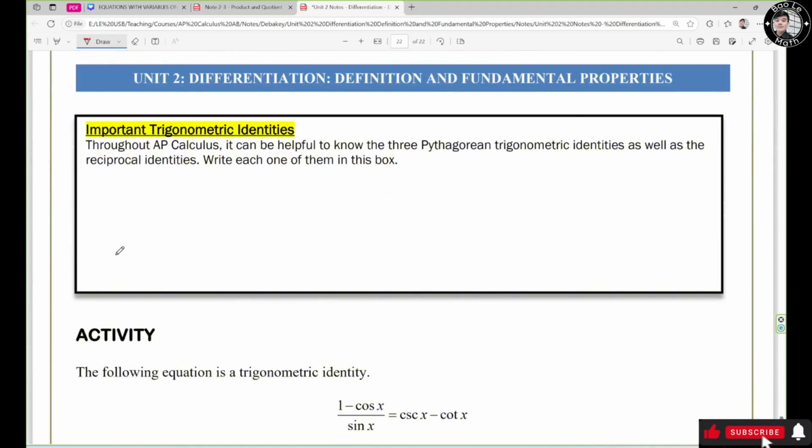Now let's move on to the next one, important trig identities. You have three important ones, called the Pythagorean trig identities. The first one: sine square of s plus cosine square of s equals 1. Second one: 1 plus tangent square of s equals secant square of s. And the third one: 1 plus cotangent square of s equals cosecant square of s.